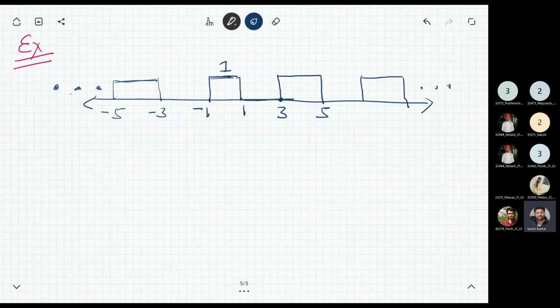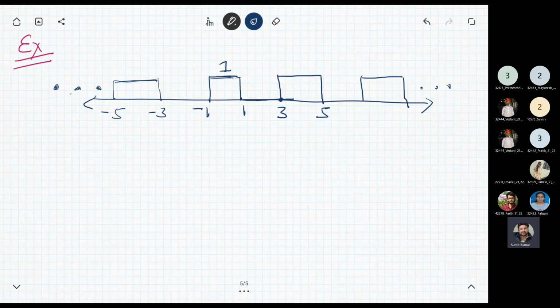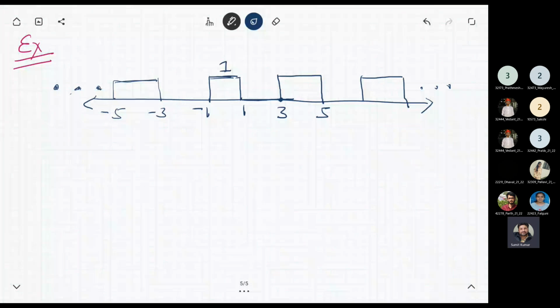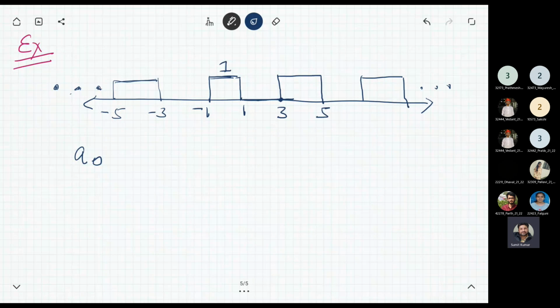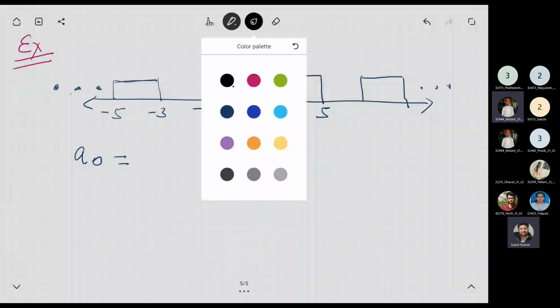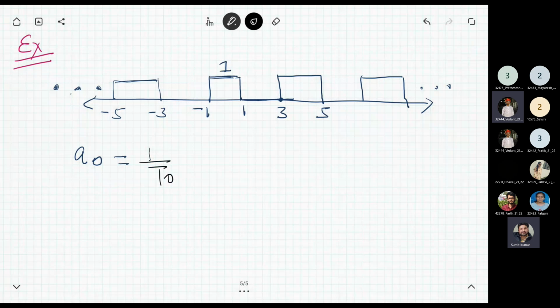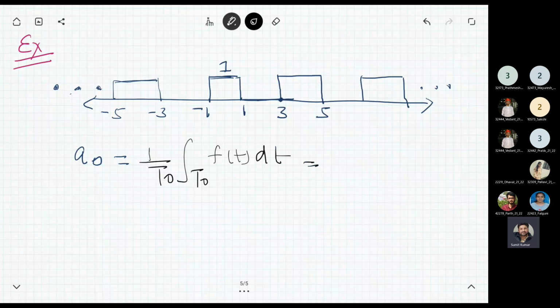Okay, so let me just try to solve this. What is going to be the value of A naught? A naught is 1 upon T naught, integration of f(t) dt, integration over a period of T naught. So this is called the average value over one period. Can we determine that without even doing integration? Sir, half.